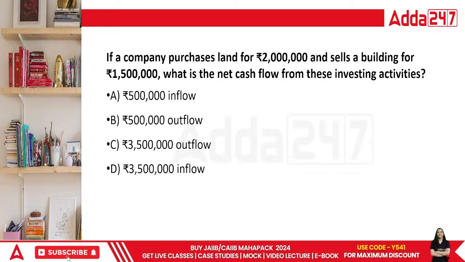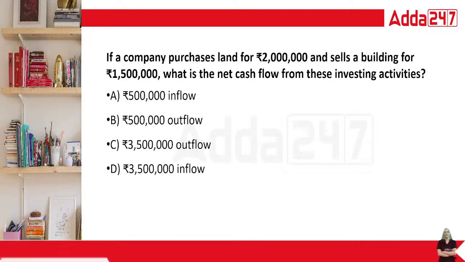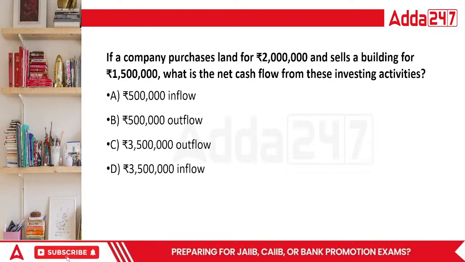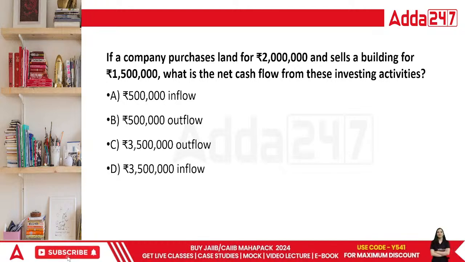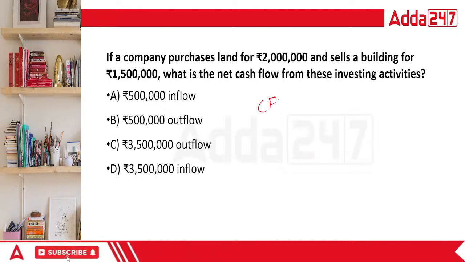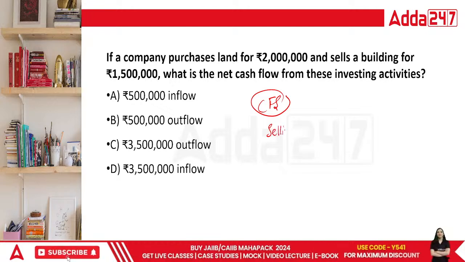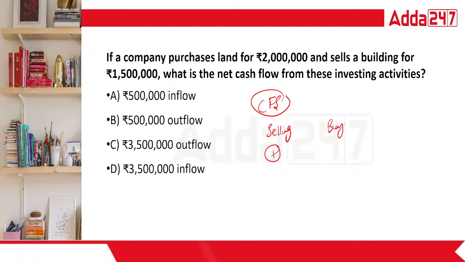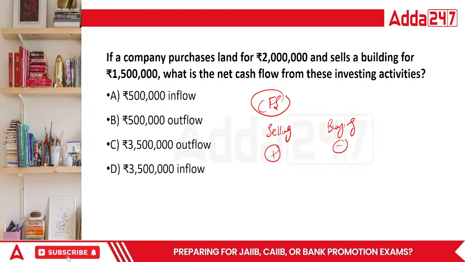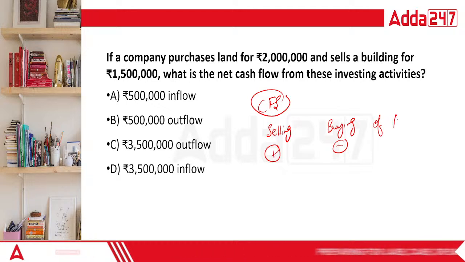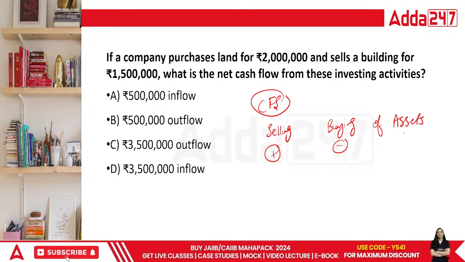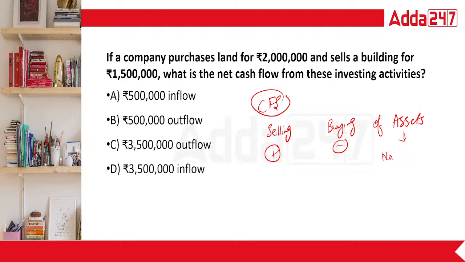Actually, everyone, if a company purchases a land for 20 lakhs and sells a building for 15 lakh, what is the net cash flow in terms of investing activities? What is investing activity? Investing activities in the cash flow statement is related to the selling, which is going to be a plus, and buying. When we buy something, we lose money, of assets that are non-current in nature.